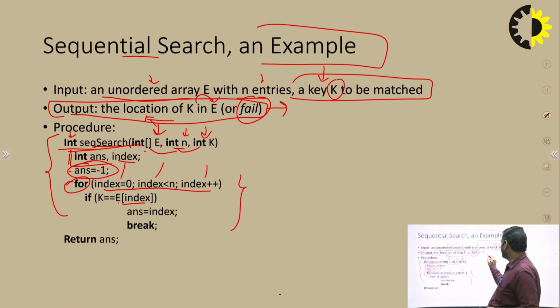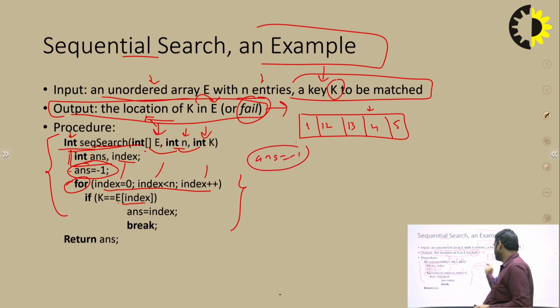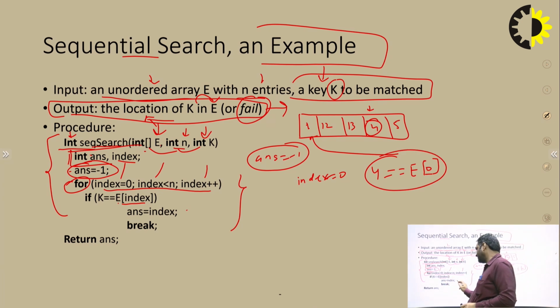Suppose this is the list: 1, 12, 13, 4, and we are searching for 4. As an initial point, we have answer -1, and the initial index is 0. So the loop will start. What is k here? K is 4. Is 4 equal to E[0]? E[0] is the first element, 1. Since these are not equal to each other, answer is not updated.